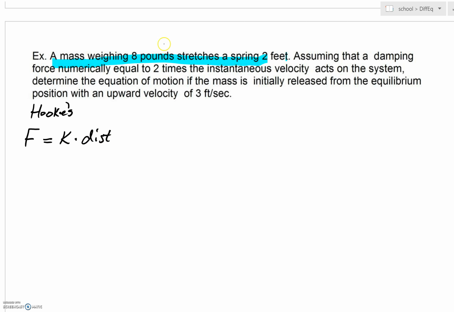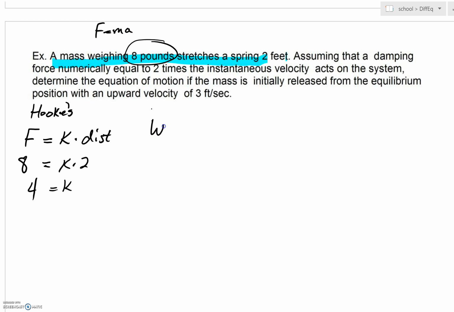Force is really weight. So we've got 8 pounds of force. We've got 2 feet. It doesn't take too long to see that k is equal to 4. Well, we also have this situation. We need to find the mass as well. And again, the first thing that you should think about is Newton's law, F equals ma.